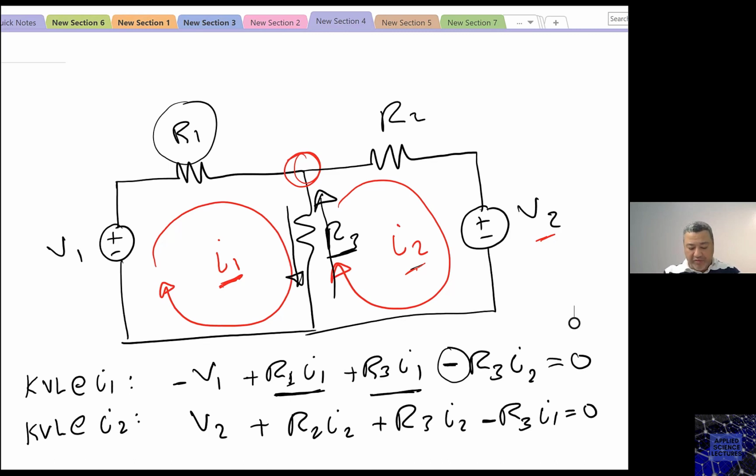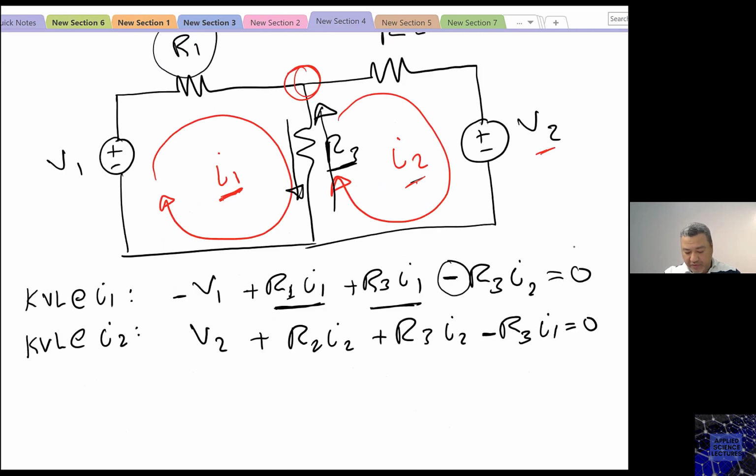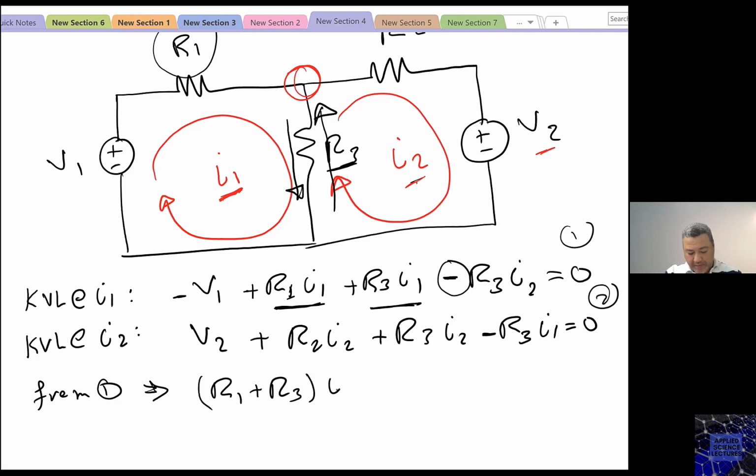Now, if I am to rearrange those two equations, so if I am to call this one 1, this one 2, from 1, I will rearrange such that I have here (R1 plus R3) I1 minus R3 I2 minus V1 equals to 0.